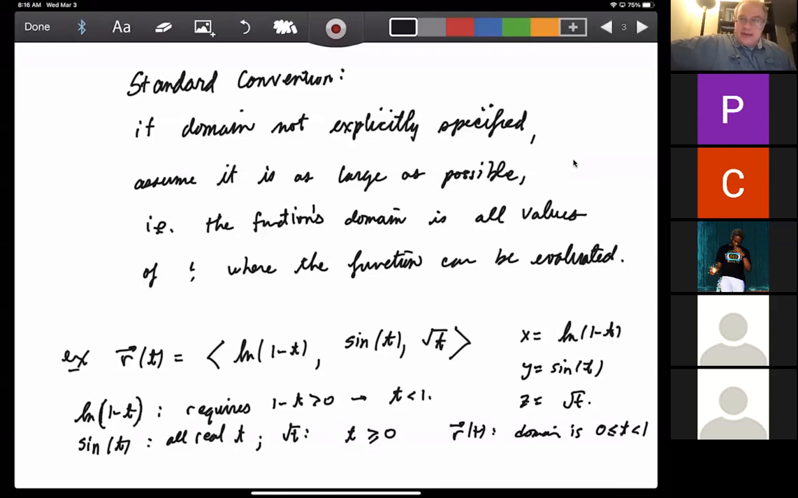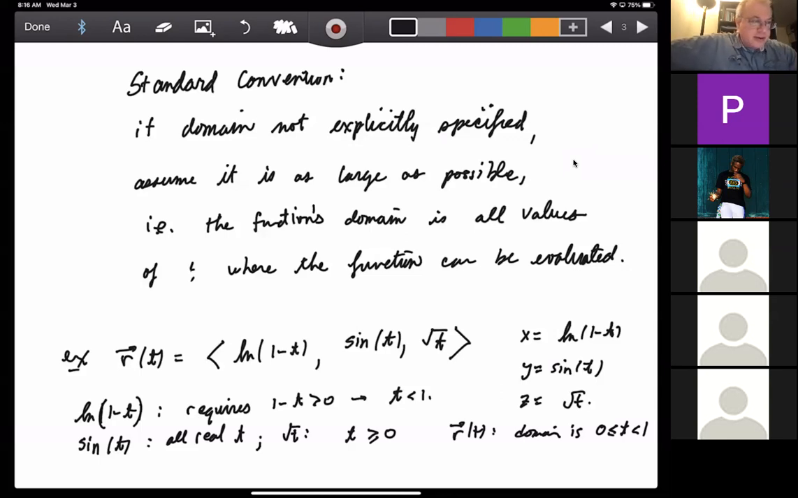So, does everyone have what they need on here? I need more space to finish my thought, so I'm going to have to go on. Can you again say why for natural log we have to take 1 minus t is greater than 0?